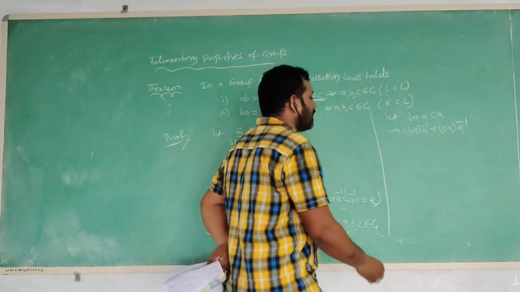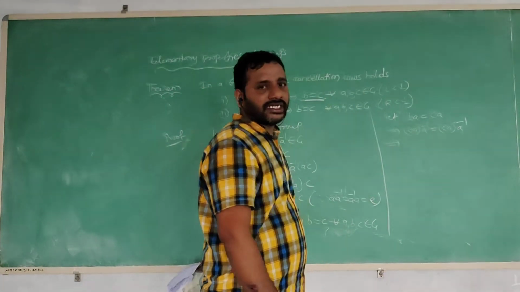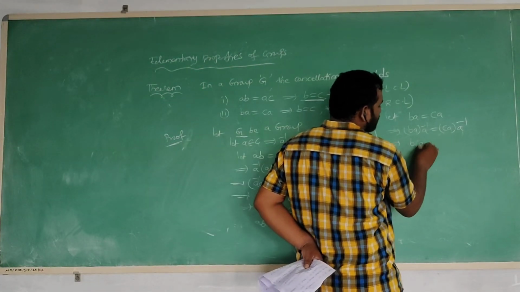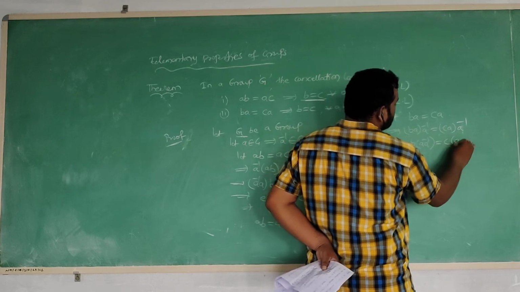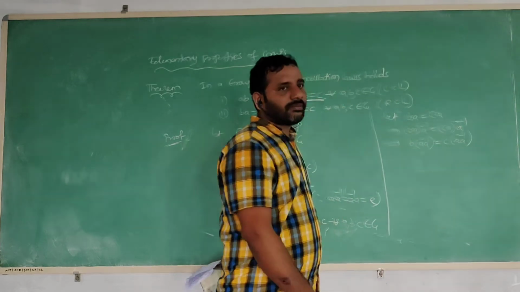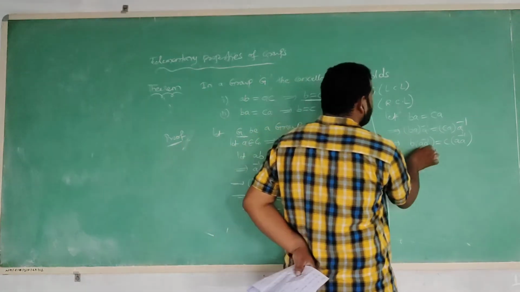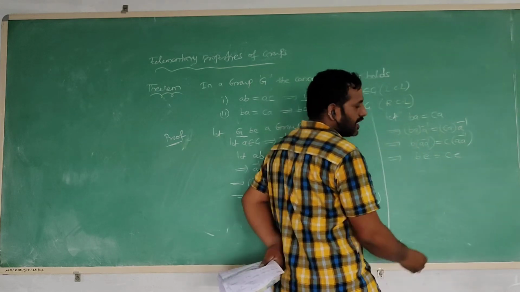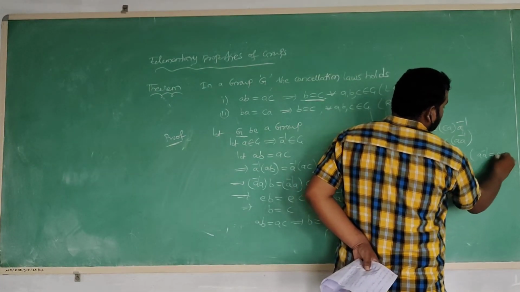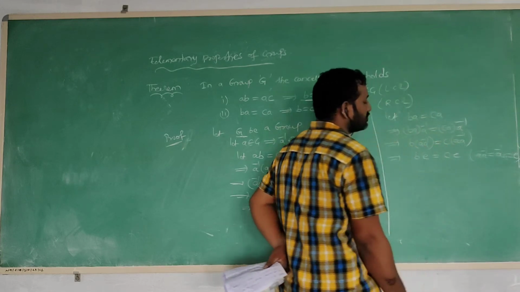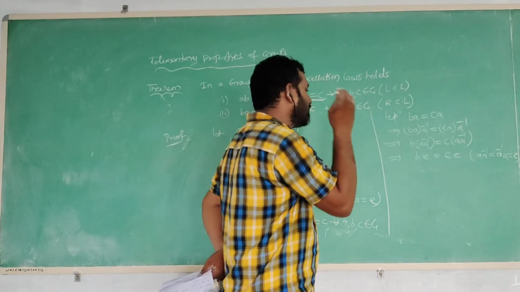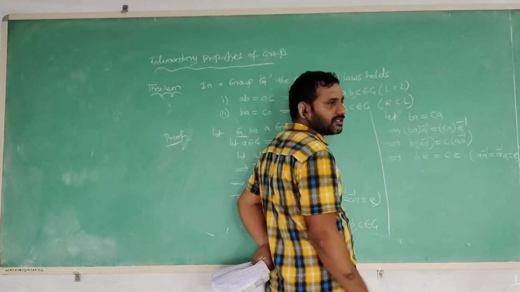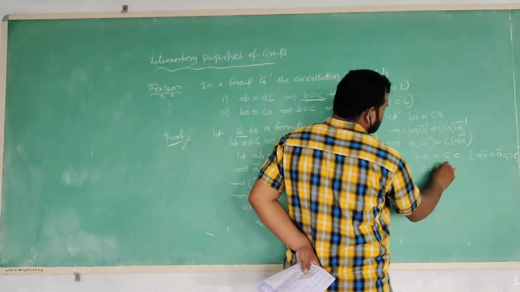G is a group, so G satisfies the associative property. According to the associative property, this can be replaced by B into A A inverse equals C into A A inverse. By using the inverse property, we can write B into E equals C into E, where A into A inverse equals A inverse into A equals E. Then according to the identity property, B into E equals B and C into E equals C. That implies B equals C.